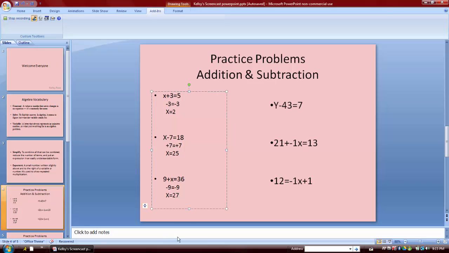So for this side, I'm just going to go ahead and do this one over here, and I'll do it just like this so I can show you.